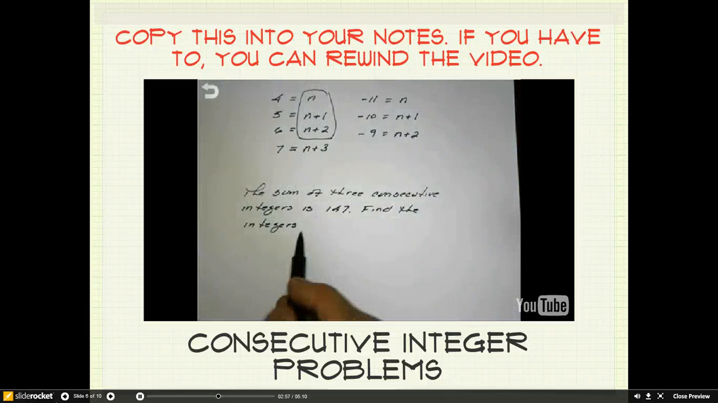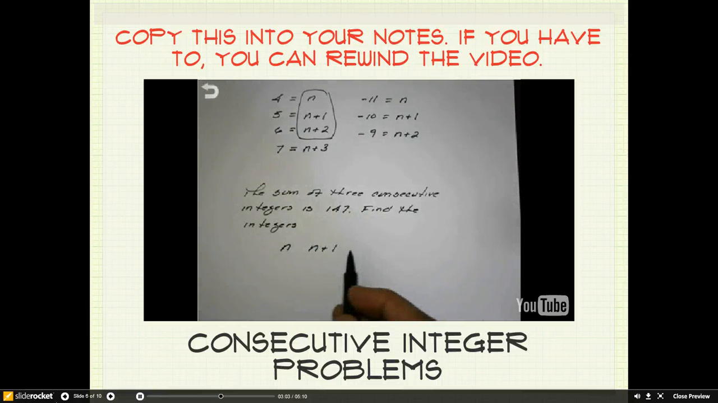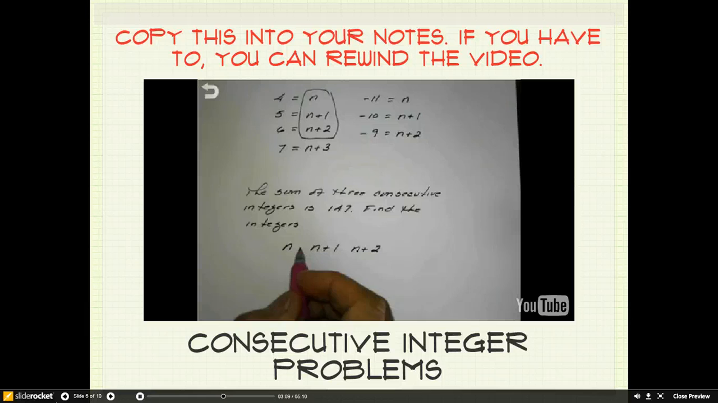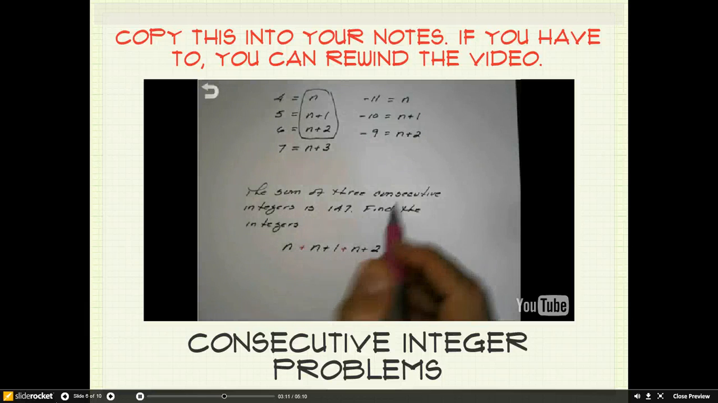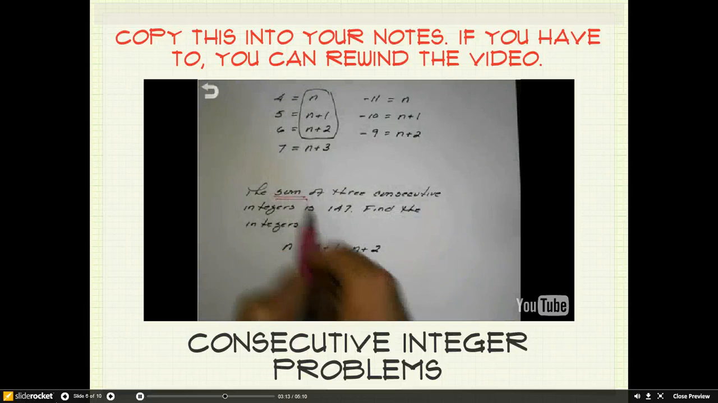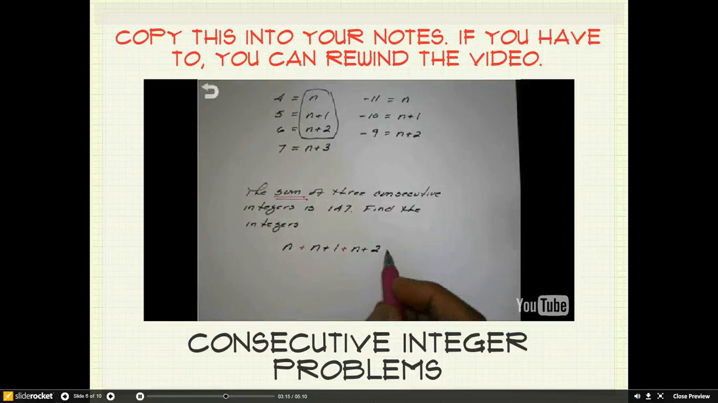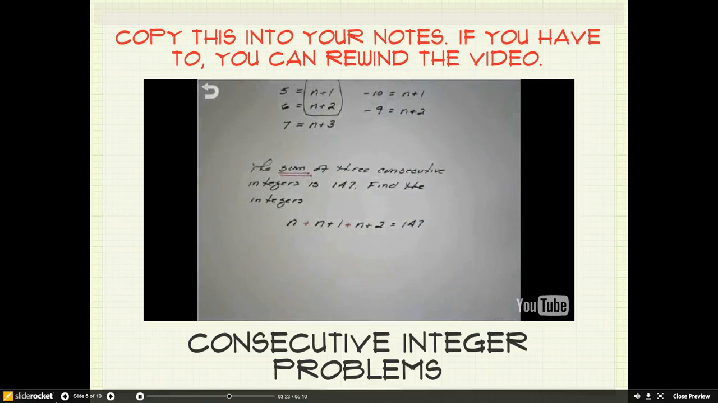So let's do that. Here's the first number, I'll call it n. Here's the second number, n plus 1, and here's the third number, n plus 2. And I know that if I add these 3, because it said the sum of 3 consecutive integers, I know that the sum is equal to 147. Now, how do we solve something like this?